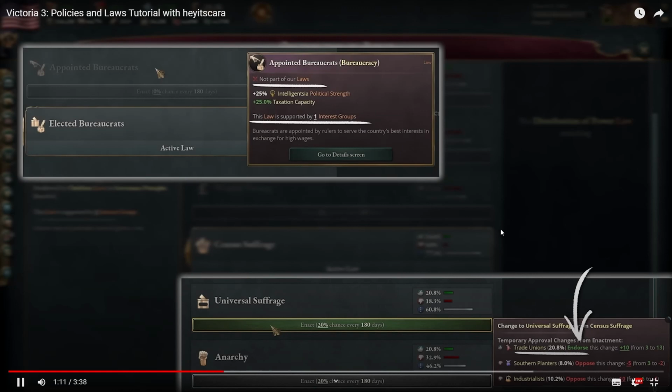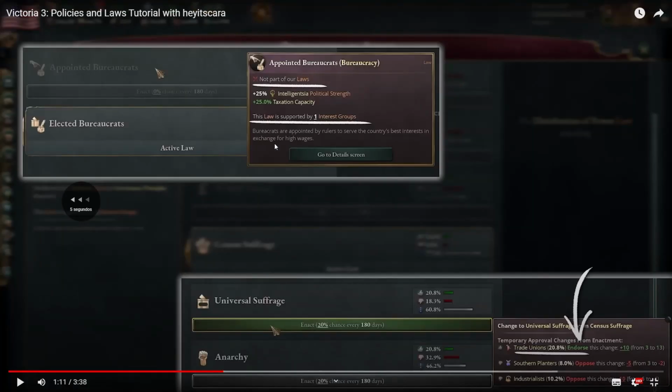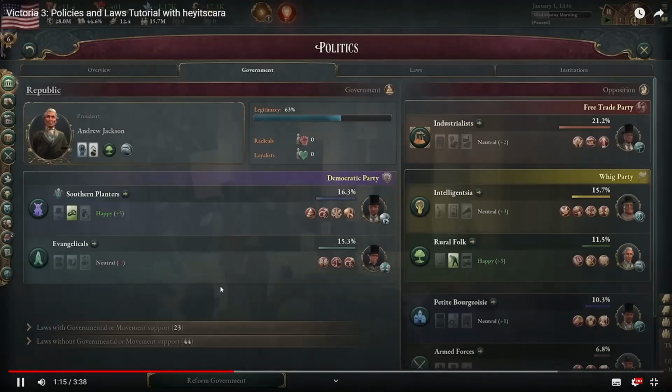If no interest groups in your government endorse the law or policy you want to pass, you can reform the government to add an interest group.